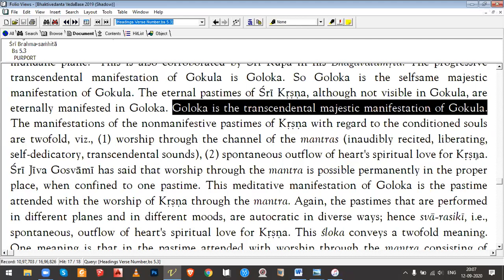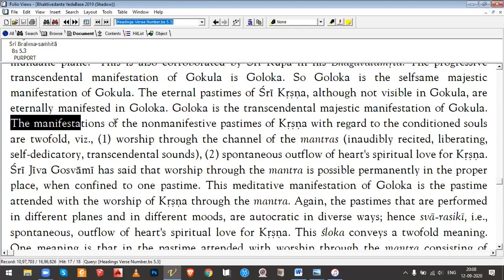Now this is another sentence we were also discussing last time, that Goloka is Vaibhava Prakash of Gokul. Our acharya explained that Gokul is even sweeter, even more human-like, even more intimate. In that sense, Gokul is sweeter in his pastimes. So what is Goloka? It is the transcendental majestic manifestation of Gokul. This is simply the English translation of Vaibhava Prakash.